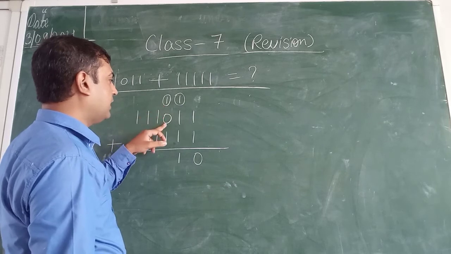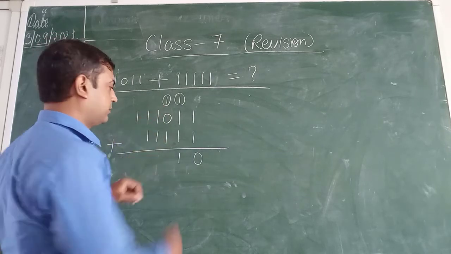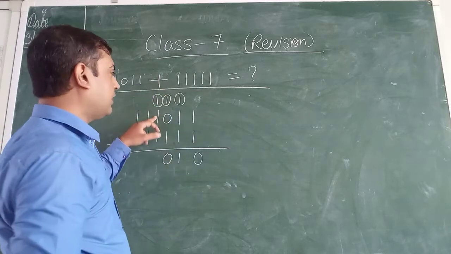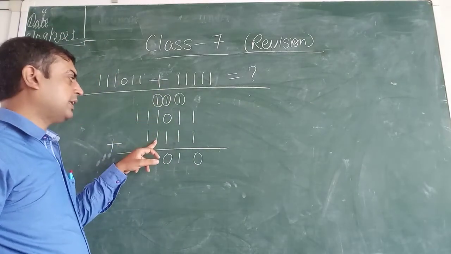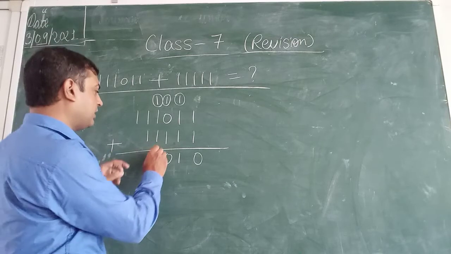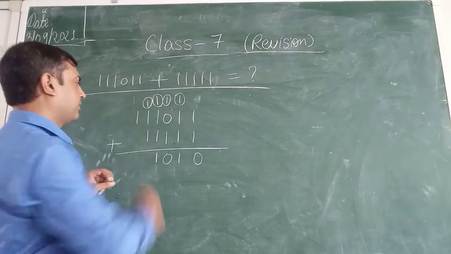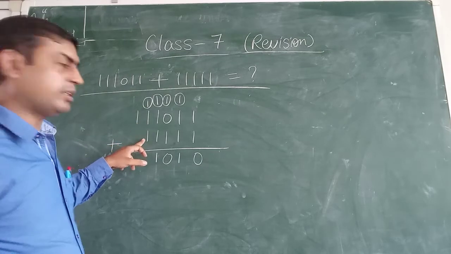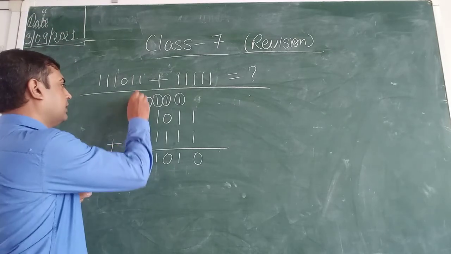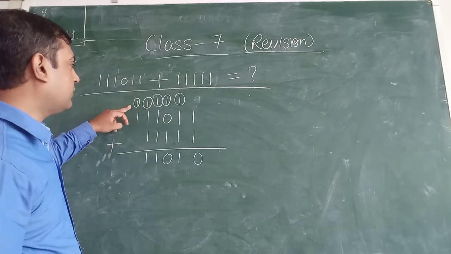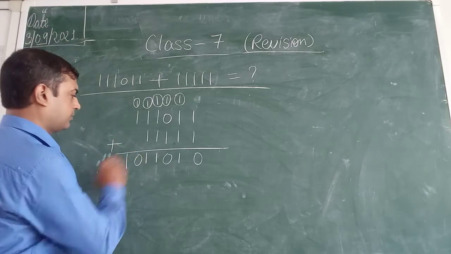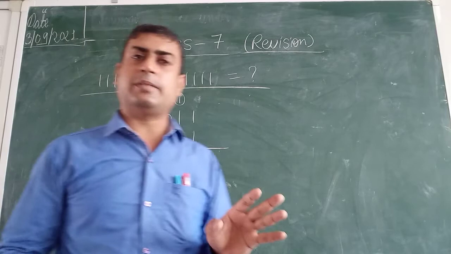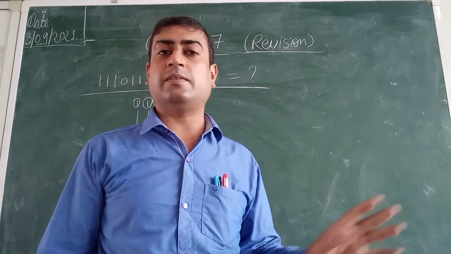Then 1 and 1 is 10. 1 and 1 is 10, 10 plus 1 is 11. So you will write 1 and 1 here. Again 1 and 1 is 10, 10 and 1 is 11. You will write 1 and 1 here. Then you will write 1 and 1 is 10. So this is the addition of these two binary number systems, which is given in the form of question.